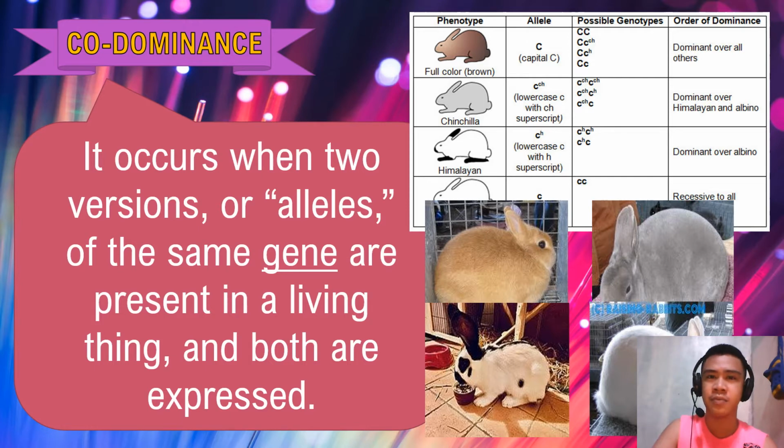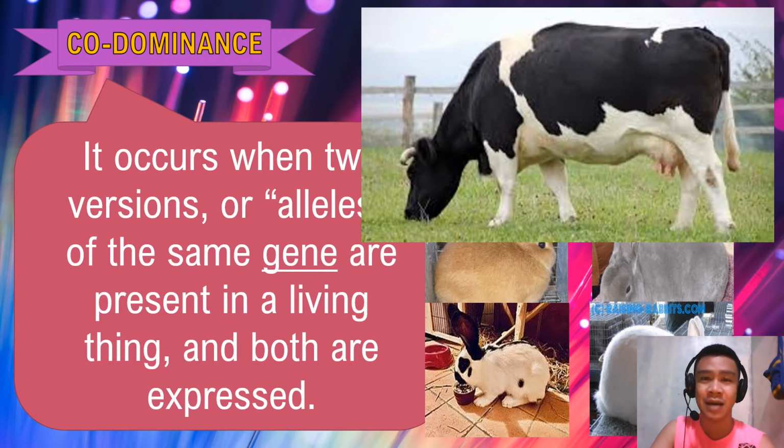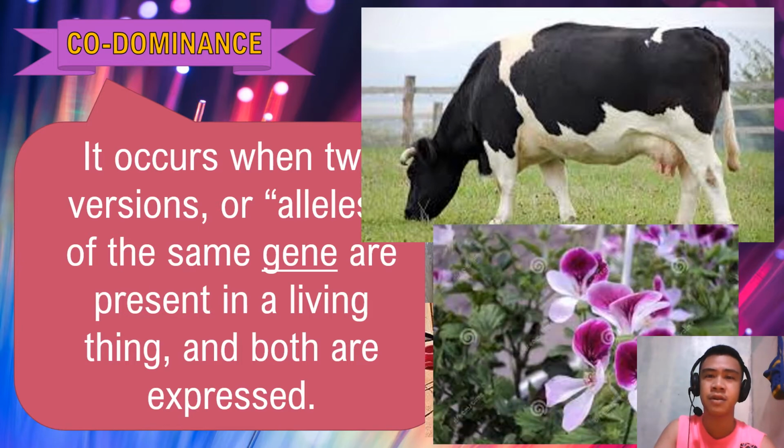So instead of one trait being dominant over the other, both traits appear. Codominance is easy to spot in plants and animals that have more than one pigment color. For example, spotted cows, which are a combination of black and white coats. And flowers with petals of two different colors are examples of codominance.